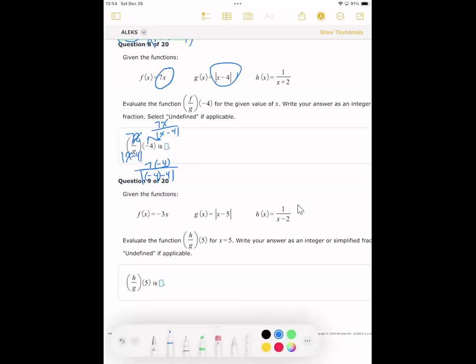First step is this part, where you divide the two functions. Let me just get rid of these now.